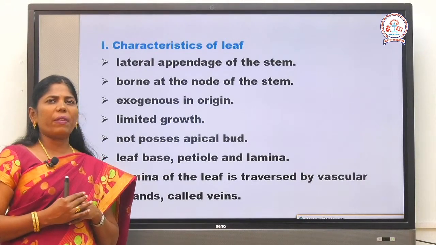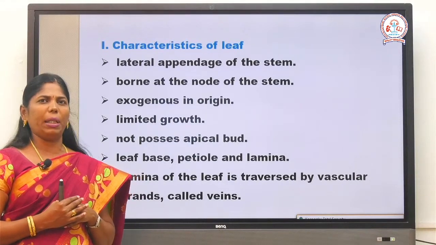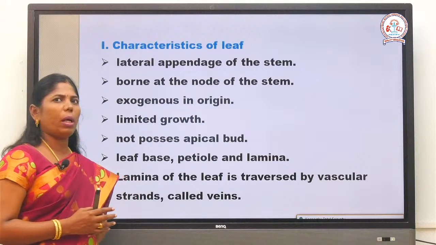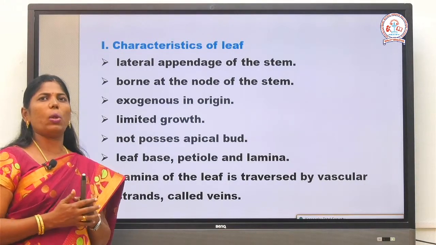Actually the leaf is divided into three parts: the leaf base, the petiole, and the lamina. So we will see them one by one. What is the petiole? Where is the leaf base? Where are the petiole and lamina?